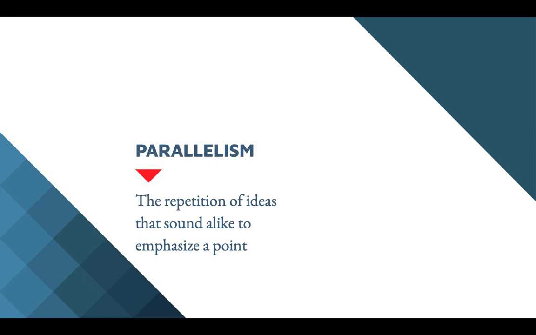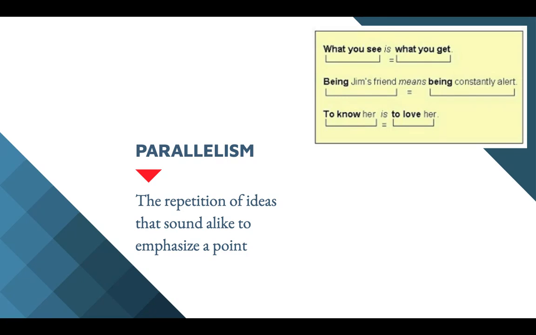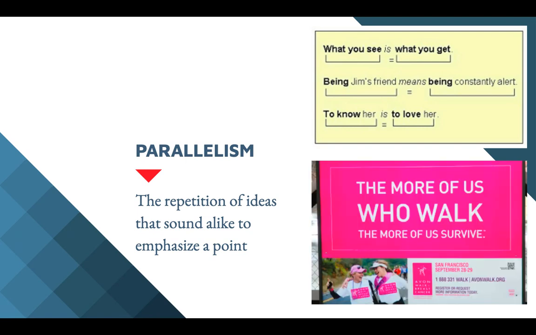This is why when it's parallel, they're the same. They sound alike. So this is an example of what parallelism sounds like. What you see is what you get. Notice that the phrase sounds very repetitive, right? Being Jim's friend means being constantly alert. To know her is to love her. So notice how some of the phrase sounds very similar from one side of the phrase at the beginning to the other side of the phrase at the end.